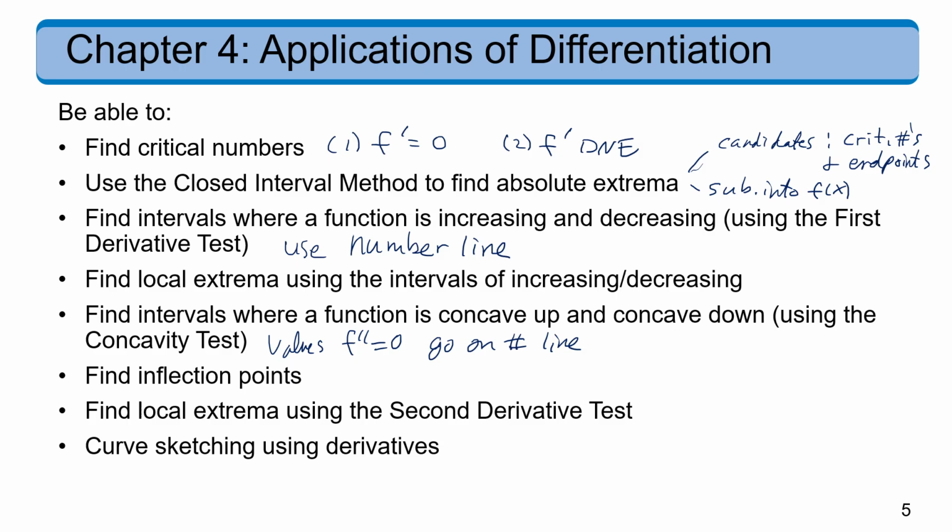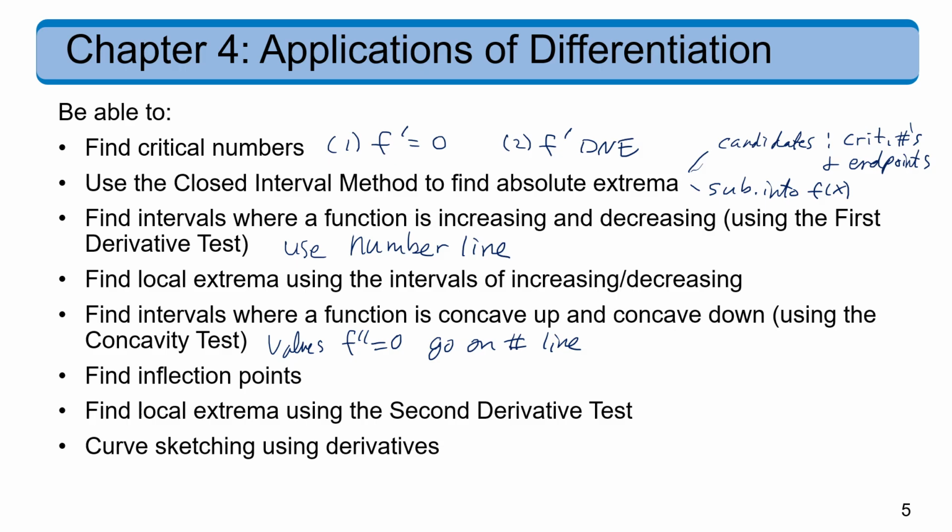And then related to that, our next point is finding inflection points. So inflection points are the x values where concavity changes. So if you look at the number line you made using the concavity test, if you have a point where you change from concave up to concave down or vice versa, that x value would be considered an inflection point.